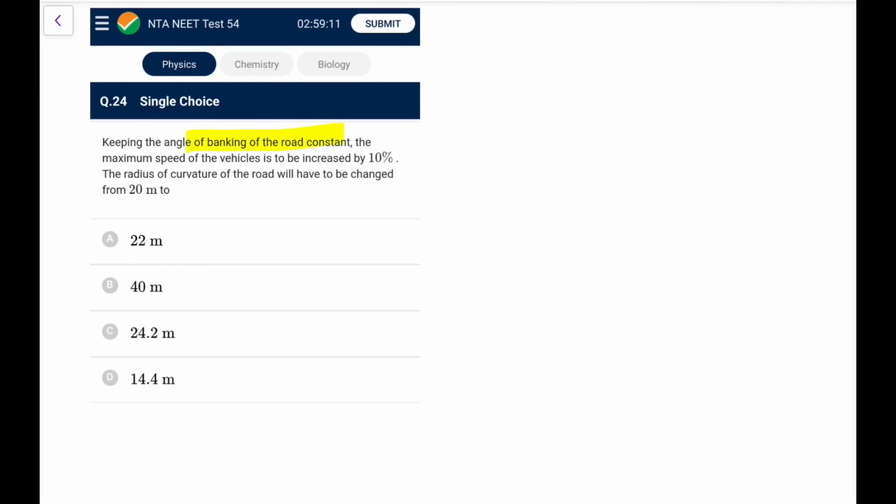Keeping the angle of the banking of the road constant, the maximum speed of the road is increased by 10%. The radius of curvature of the road will be changed. I remember this question every time, but let's say I'll solve it for you. We have tan theta is equal to V square by Rg, that is the expression you remember for the perfect banking speed. So angle is same, and the radius of curvature of the road has to be changed.